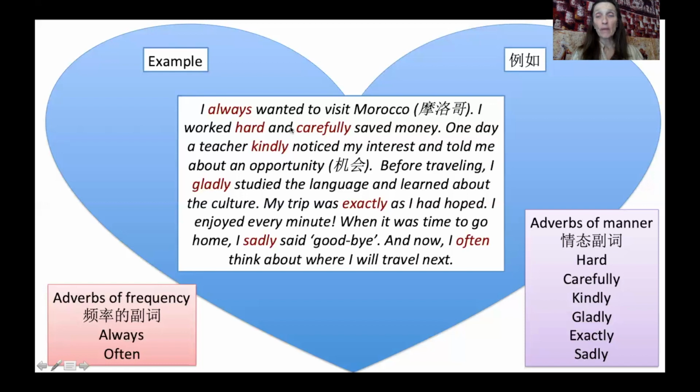But here in this second sentence, I worked hard and carefully saved money. It's both. I worked hard, adverb is after the verb. But here, the adverb is before the verb, carefully saved. A teacher kindly noticed, it's before the verb. So they can go different places. And it's just practicing, reading, listening, and trying to say using adverbs where you'll get it. You'll get good with practice.